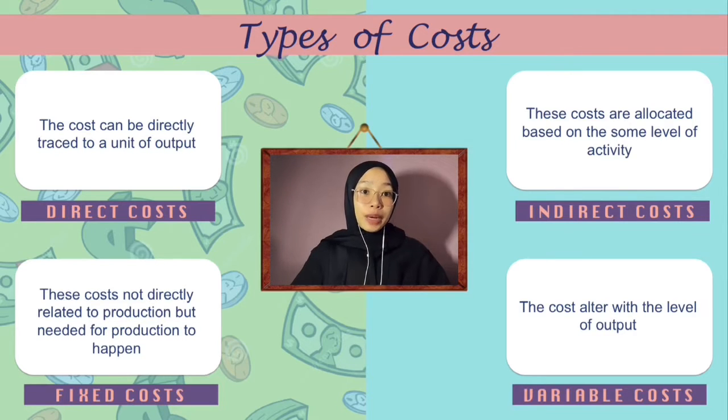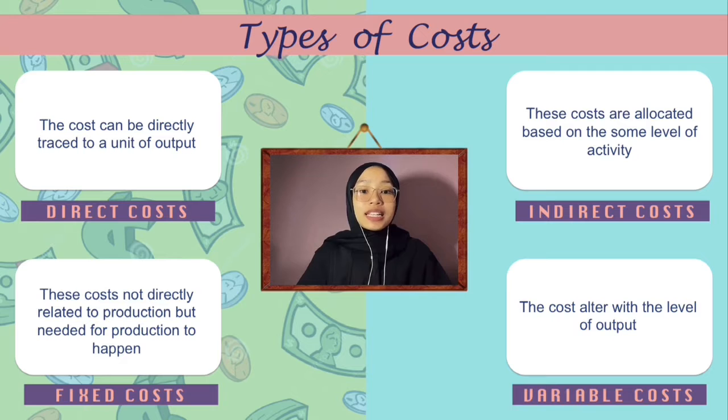There are four basic types of costs: direct costs, indirect costs, fixed costs, and variable costs. Okay, so the first one is direct costs. These are costs that can be directly traced to a unit of output. It can be clearly identified how much of these costs are consumed by the business in manufacturing a unit of output. For example, direct material, direct labor, and commissions.